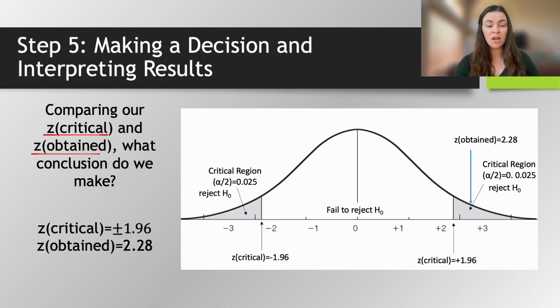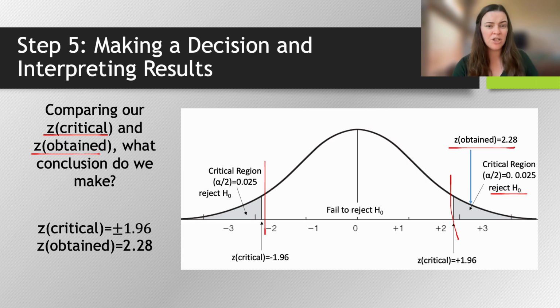Our respective cutoff regions are negative 1.96 here on the negative end of our distribution and positive 1.96 on the positive end of our distribution. Our Z obtained ends up being 2.28. And because of that, we do fall into our rejection zone of our null hypothesis here.